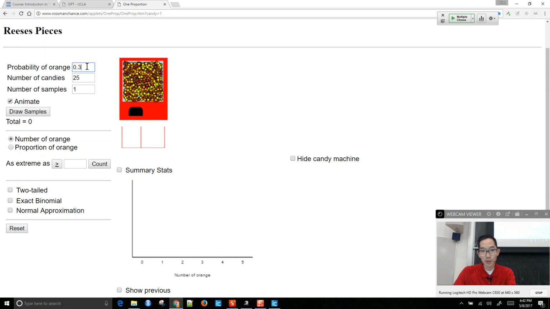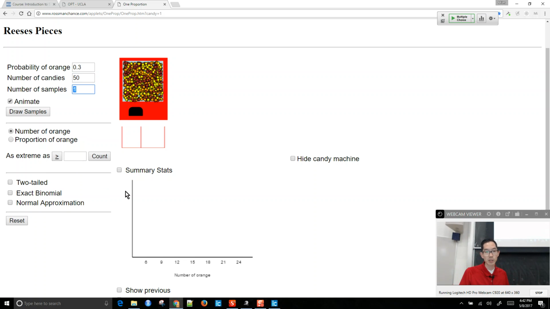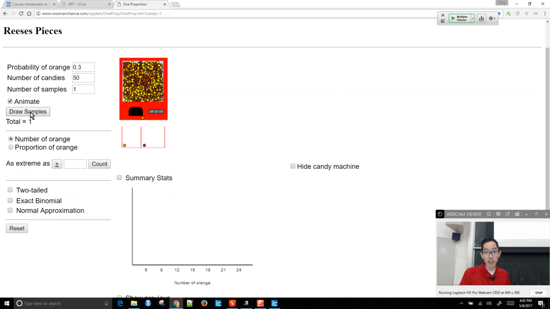All right. So we will say that the probability of orange in the population is 30%. We're going to draw out 50 pieces of candy, and I'll run the simulation.